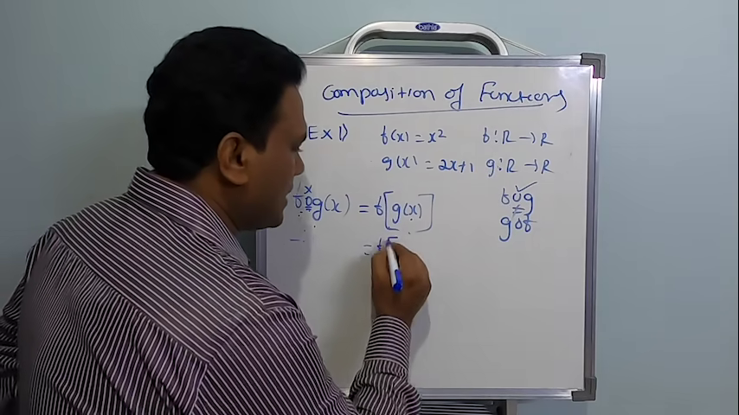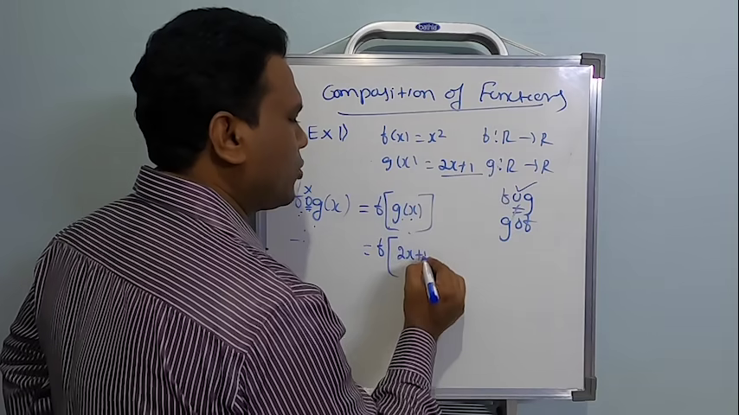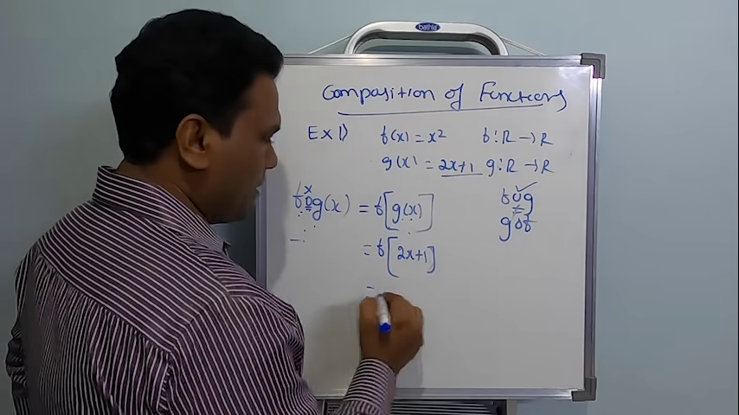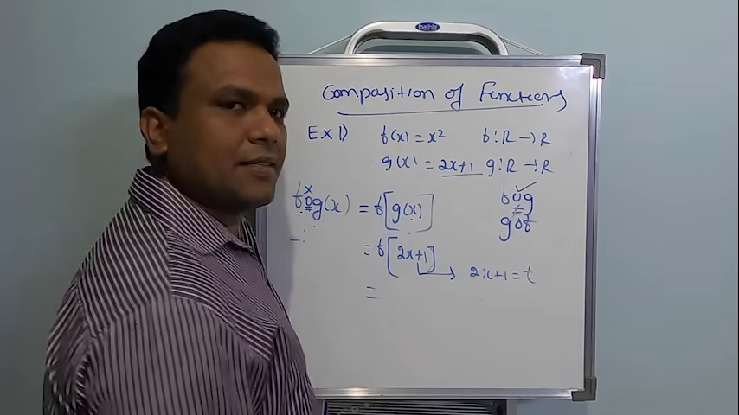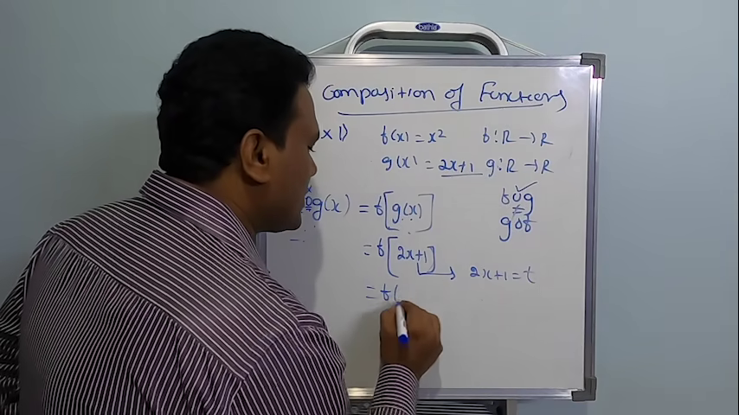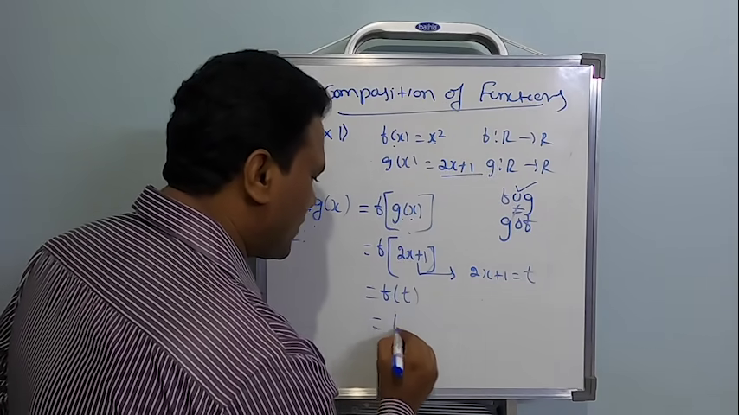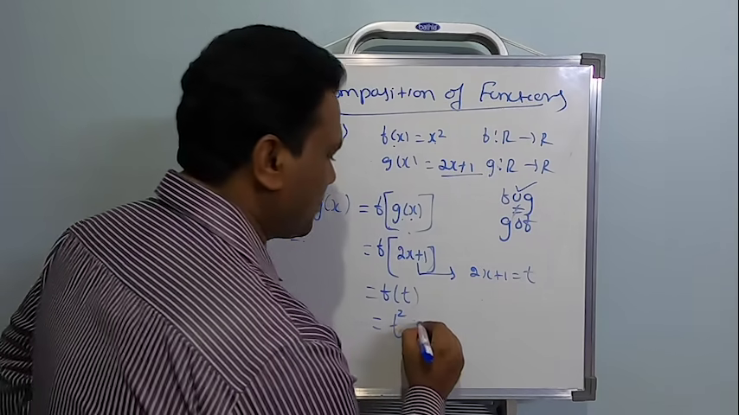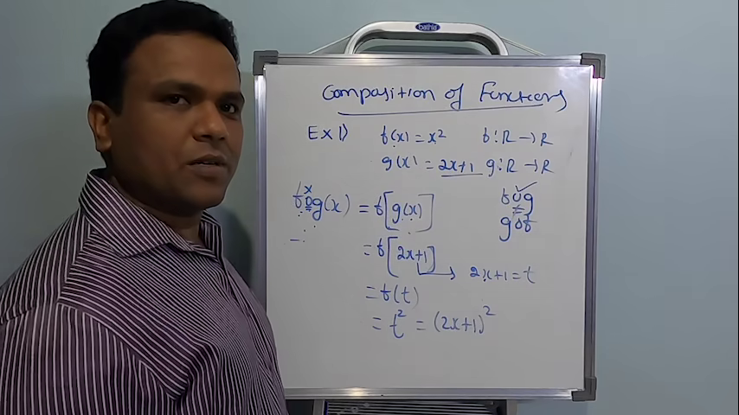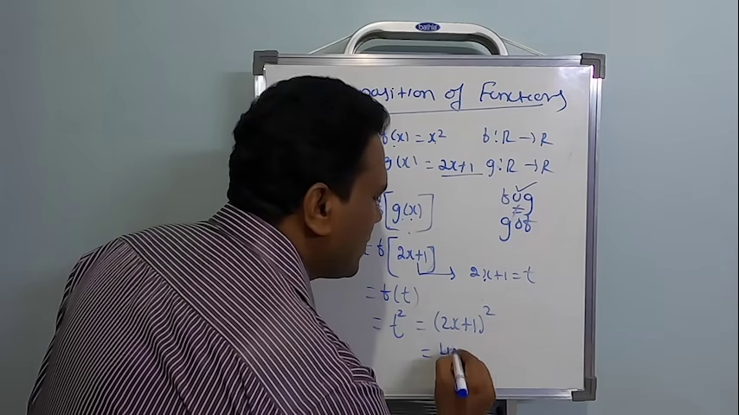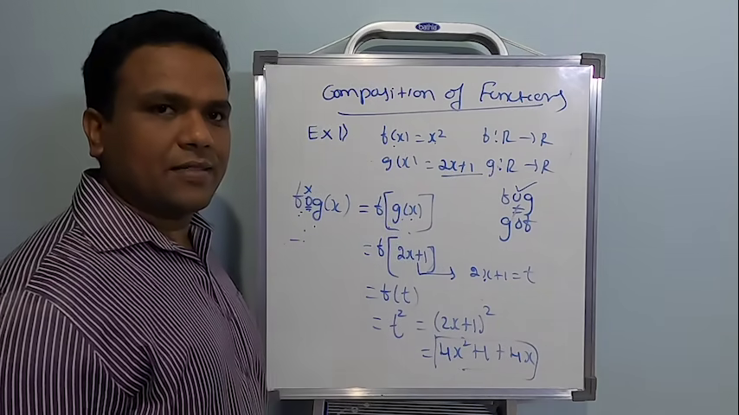Now let's consider f. In place of this, I am going to substitute g of x. g of x is given by 2x plus 1. To make things simpler, let me call this 2x plus 1 as t. Now this will become f of t. What is f of x? f of x is x square. That means f of t will be t square. Now t value will be replaced by 2x plus 1. Now just expand this. This will be 4x square plus 1 plus 4x. This is f of g of x.